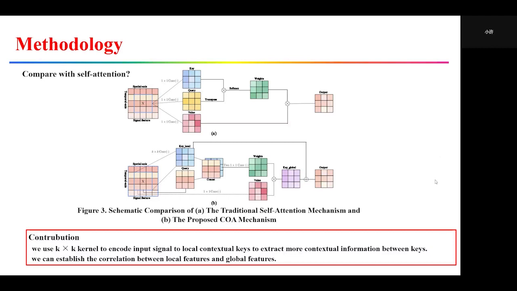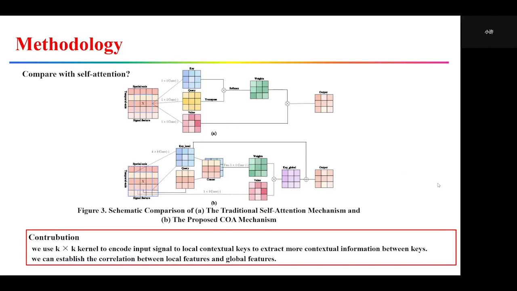Firstly, the COA mechanism utilizes group convolution with K multiplied by K kernel size across all the neighborhood Ks in the K multiplied by K signal feature, in order to spatially contextualize each K representation. The contextualized local K represents the local contextual information, which captures local signal feature change.